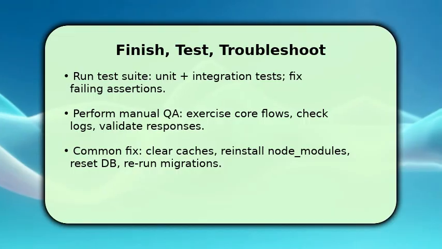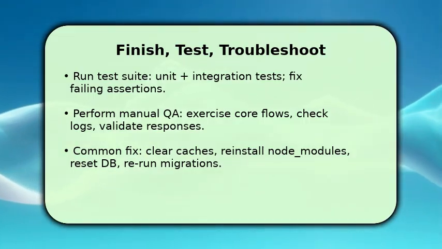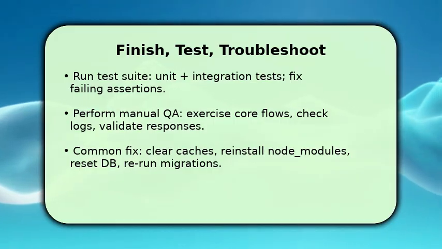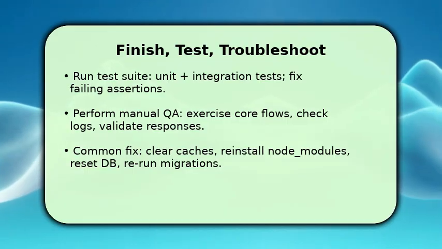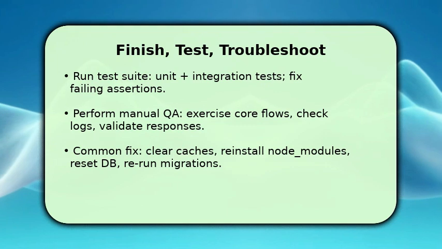Once everything is green, build a production bundle and deploy to a staging environment to verify performance. If things go wrong, clear caches, delete node_modules, reinstall, and reset the database. This sequence resolves dependency or state corruption.